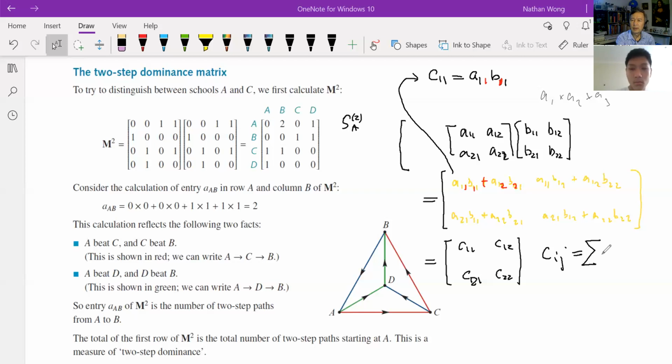Then how about the second term? We got A12, can you see? And what is B? B21, can you see? So in this case, the variable integer increments by 1. This is a 2 and a 2. Can you see that?